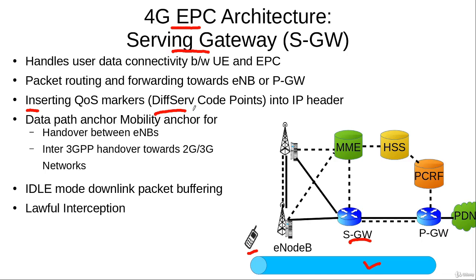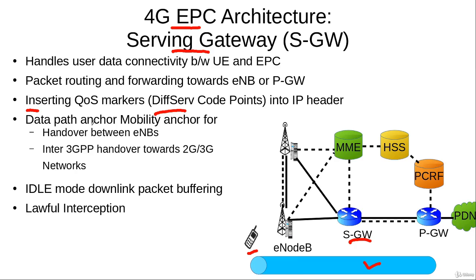And as a part of this protocol, the packets that are associated with an EPS bearer need to be marked according to their quality of service requirements. So what serving gateway does is that it inserts those quality of service markers into the headers of the IP packets that are associated with an EPS bearer, and these quality of service markers are inserted as diff-serve code points.